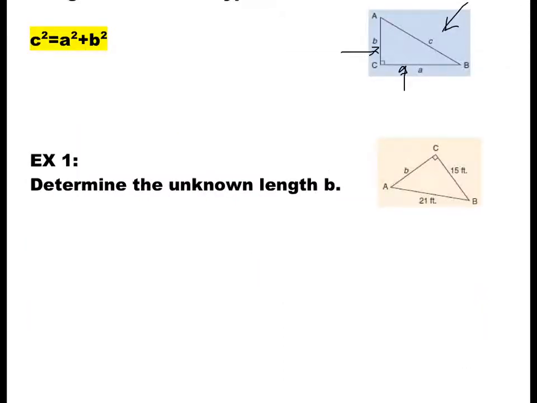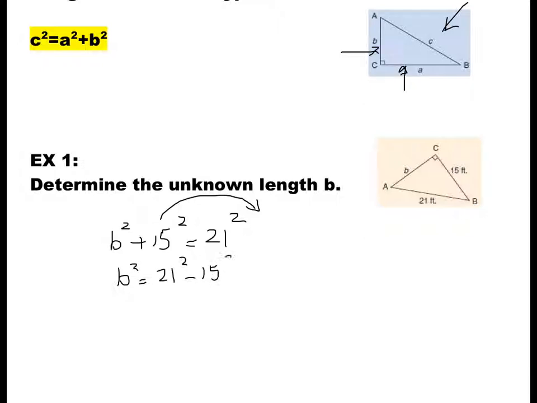So the first example, we have a right triangle. One side is 15. The hypotenuse is 21. We are supposed to find side b. By the Pythagorean theorem, b squared plus 15 squared is equal to 21 squared. Now, to find b, I'm going to isolate b. So I'm going to move 15 squared to the right. It's going to change sign. So I'm going to have b squared is 21 squared minus 15 squared.